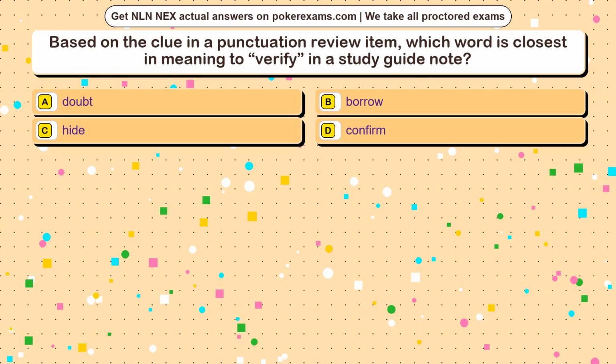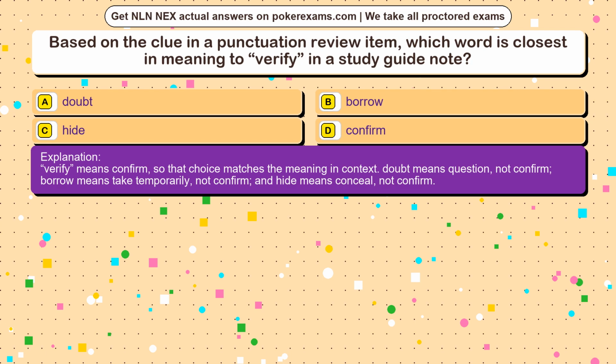The correct answer is option. Verify means confirm, so that choice matches the meaning in context. Doubt means question, not confirm. Borrow means take temporarily, not confirm. And hide means conceal, not confirm.